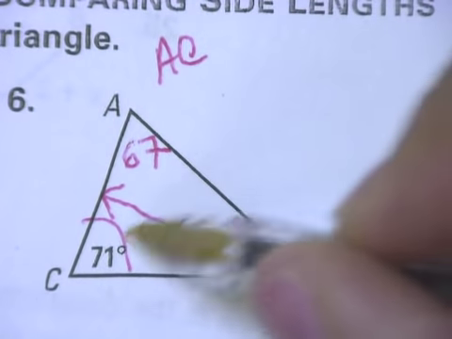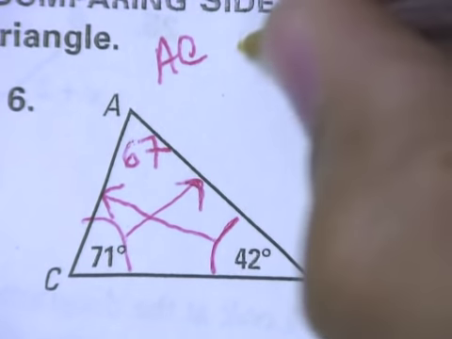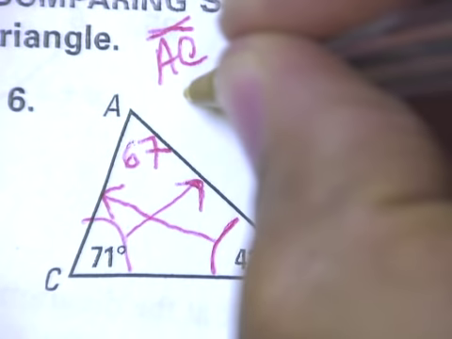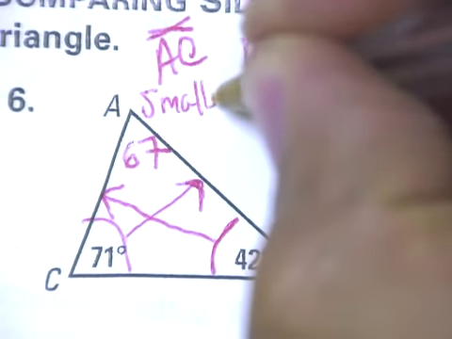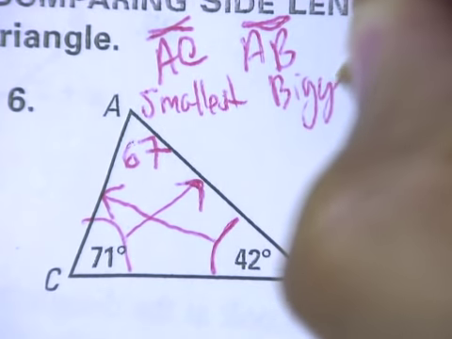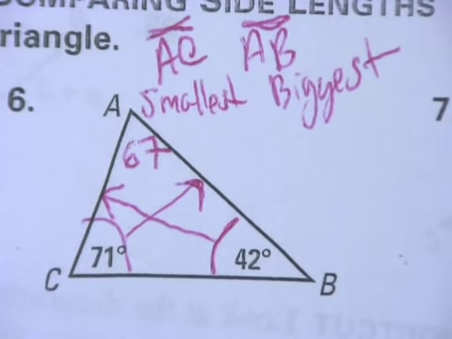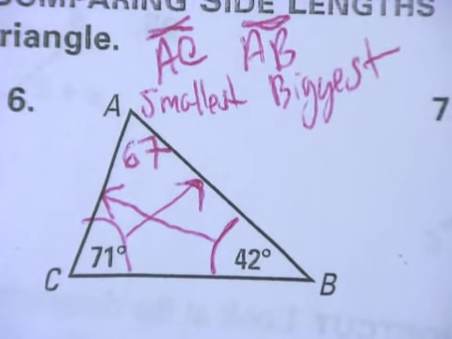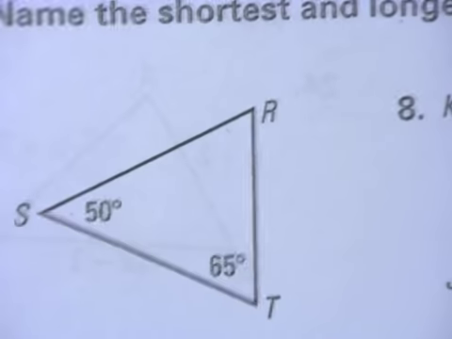71 is the biggest angle, and that's across from side AB. So AB is the biggest. So segment AC is the smallest, and segment AB is the biggest. And from now on, all I'm going to do is put them in order so I don't have to keep writing this. The first one will be the smallest, the second one will be the biggest.